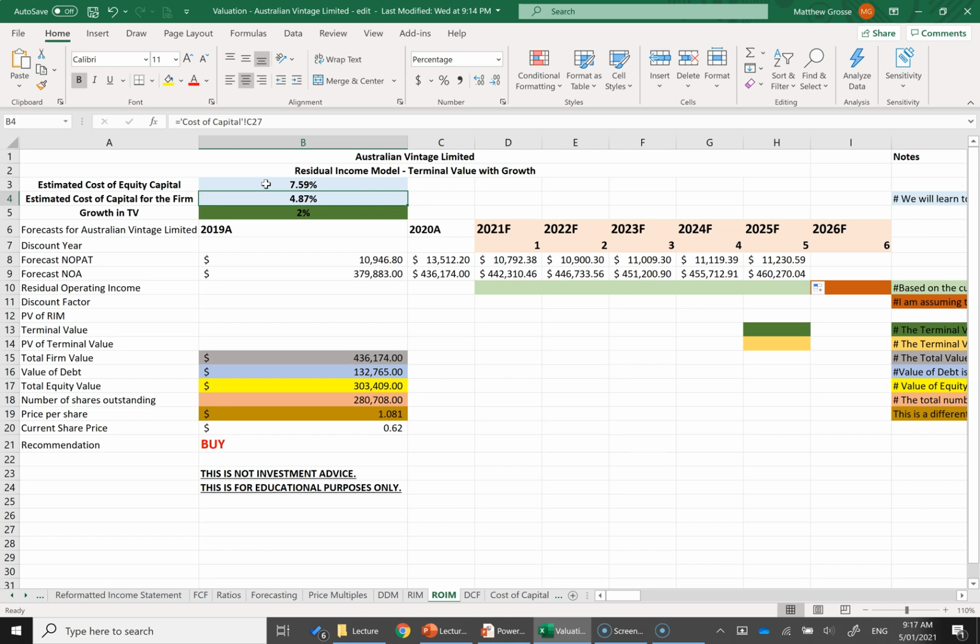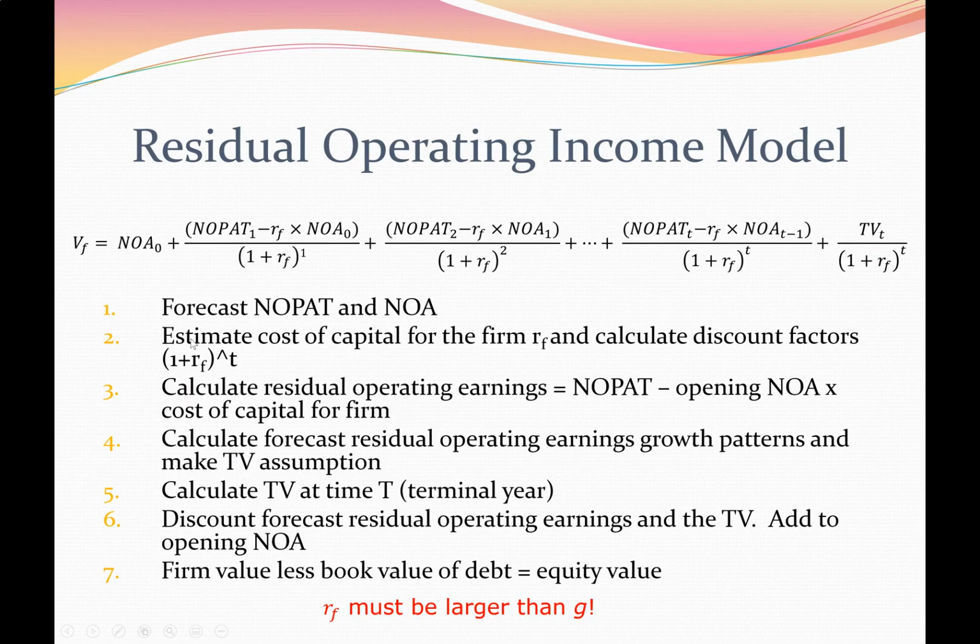And we can see it's actually much lower than the cost of equity capital because they're borrowing money at a lower interest rate from the bank. So their cost of debt is lower than the cost of equity. The cost of capital for the firm is a weighted average between those two in this case. So step 1 and step 2 I've completed.